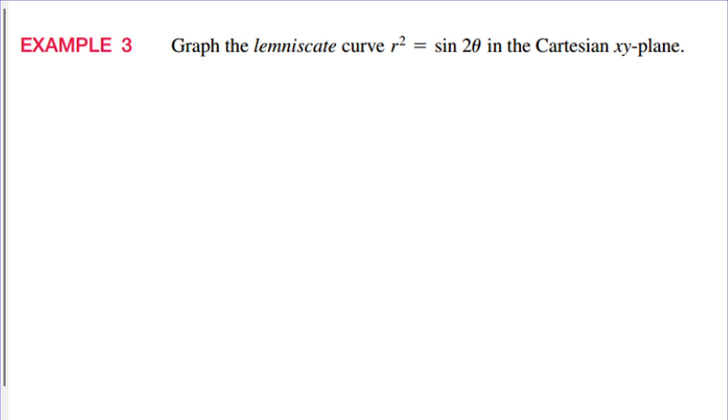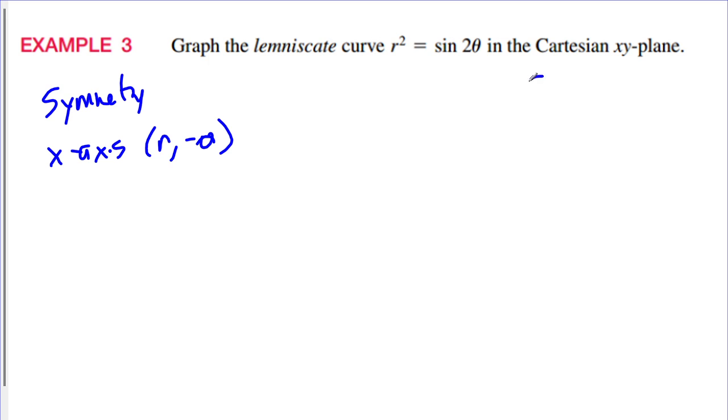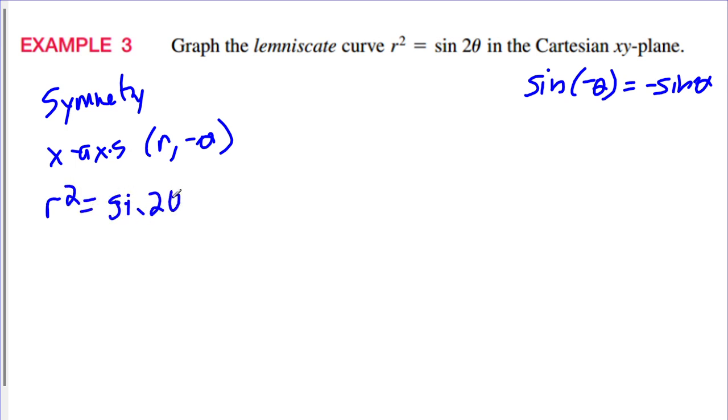Example 3, graph the lemniscate. Again, let's check for symmetries. For x-axis symmetry, we're going to check our r, negative theta. Now we're going to get sine. So remember from trig, sine of negative theta is equal to negative sine of theta. So if we plug in a negative theta here, we're going to get r squared is equal to sine of 2 theta, but the sine spits out the negative to stay in front, so that's not the same. So we do not have x-axis symmetry.